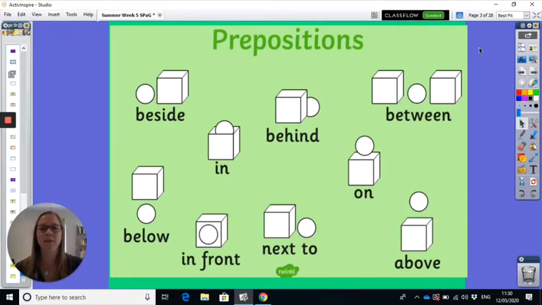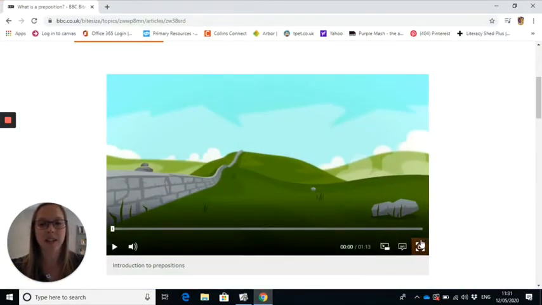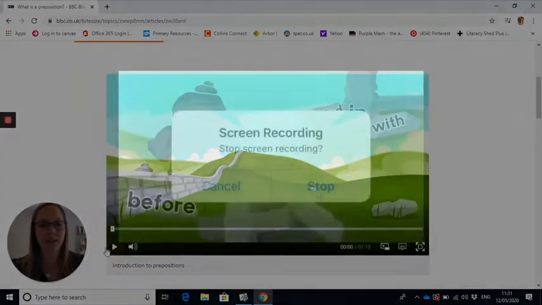So here are some examples of prepositions. The ball here, or the circle, is used to demonstrate each word. Beside, in, behind, between, on, above, next to, in front of, and below are all prepositions which you should be familiar with and which you can use to describe where something is. Okay, so next we are going to watch a little video which is going to explain a little bit more about prepositions.